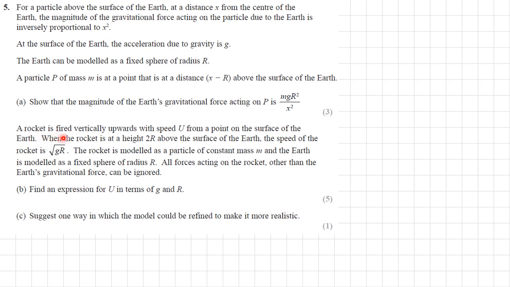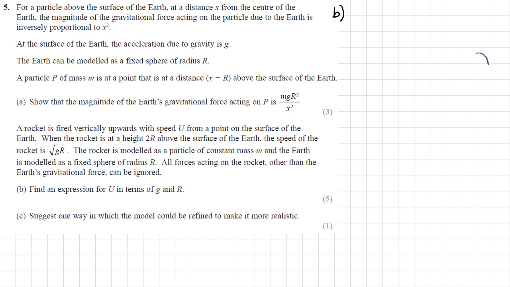Okay, a rocket is fired vertically upwards with speed u from a point on the surface of the Earth. When the rocket is at a height 2r above the surface of the Earth, the speed of the rocket is the square root of g times r. The rocket is modelled as a particle of constant mass m, and the Earth is modelled as a fixed sphere of radius r. All forces acting on the rocket, other than the Earth's gravitational force, can be ignored. Part b, find an expression for u in terms of g and r.